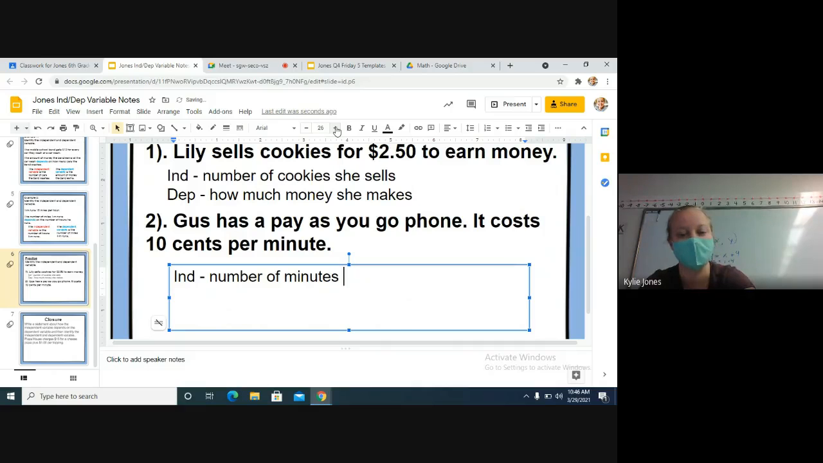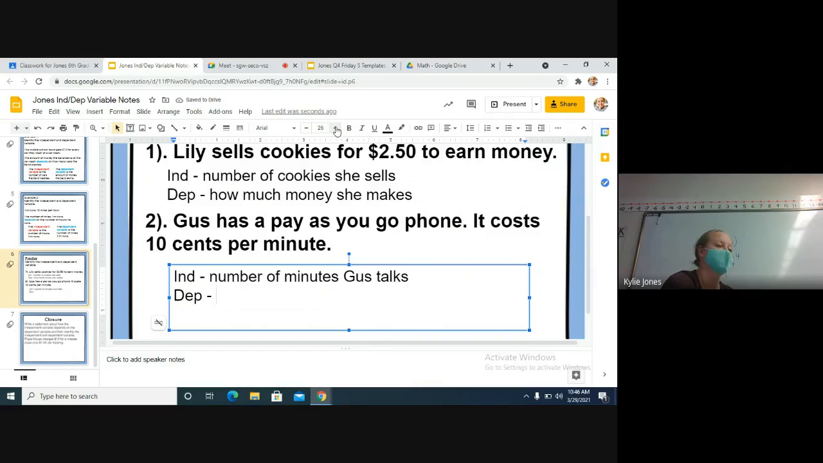Or Gus talks. We'll use Gus. So the number of minutes that Gus talks is really dependent on how much he decides he wants to talk. He can talk for 5 minutes on the phone to someone, or he can talk for an hour. It's up to him. It changes. It's never going to stay the same. But the amount of money that you spend, or you owe, I guess, like a bill, right, is dependent on how much you talk. So the money Gus owes depends on how much he talks.